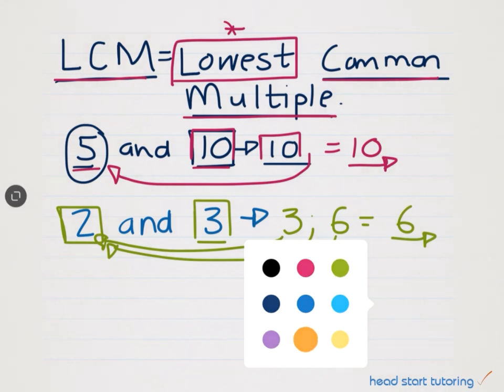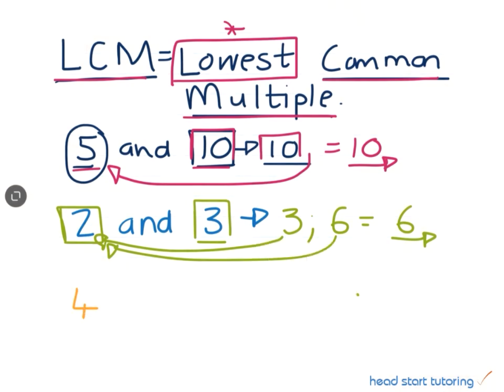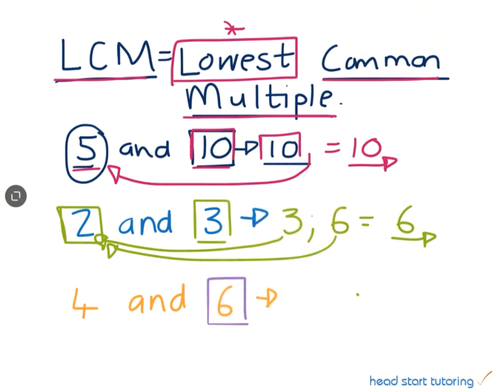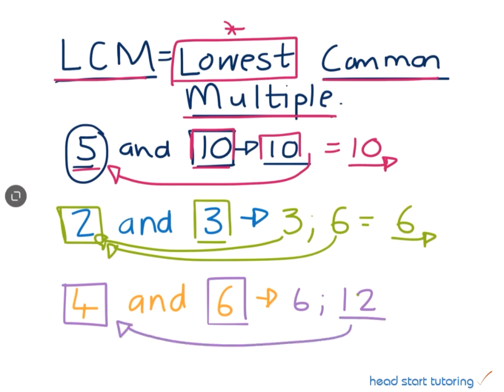If we have a look at the LCM of 4 and 6. Okay, so again, we are going to be first listing the multiples of the bigger number, which is 6. So we start with 6. Is 6 a multiple of 4? No, it isn't. So we go on to the next multiple of 6, which is 12. Is 12 a multiple of 4? It is. 4 fits into 12 3 times. So therefore, 12 is our lowest common multiple of 4 and 6.